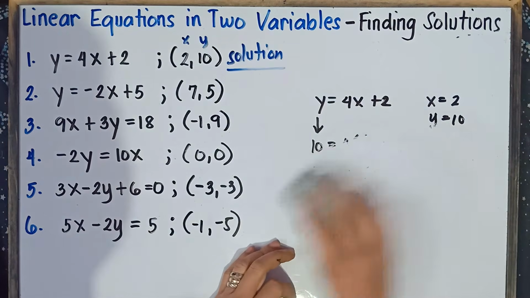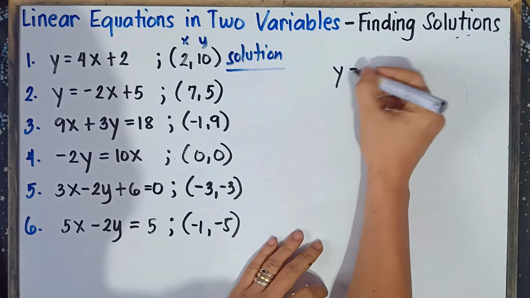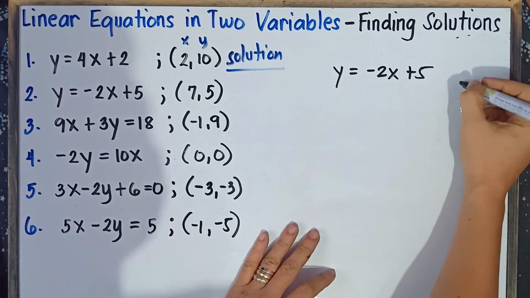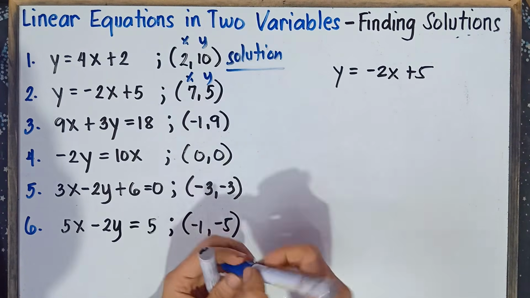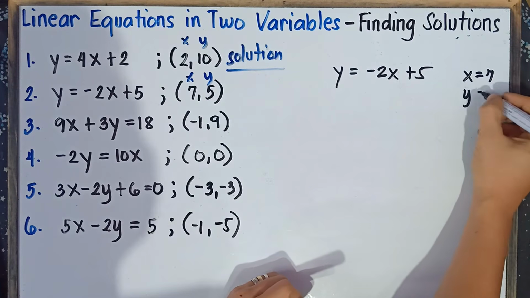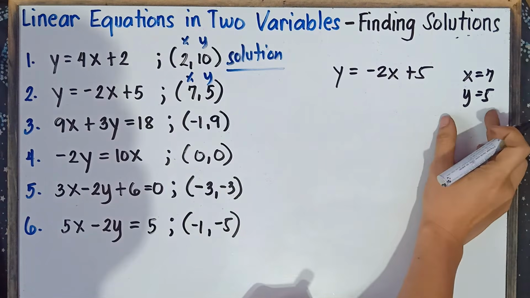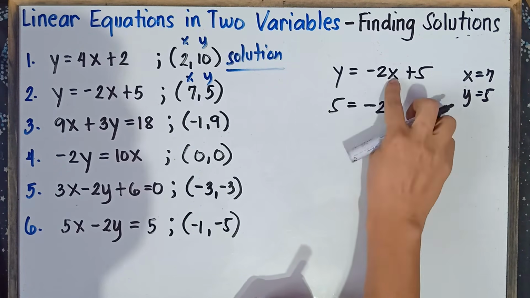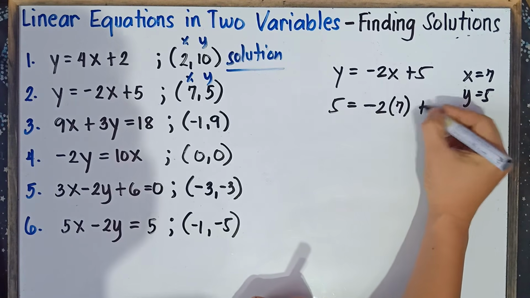Alright, so let's have example number 2. So y equals negative 2x plus 5. X value, so this is x and then this is y. So x value, that would be positive 7. Y value, that would be positive 5. So simply substitute the value of y, that would be positive 5. So 5 equals, copy, negative 2. X value, that would be positive 7. So negative 2 times 7 plus 5.